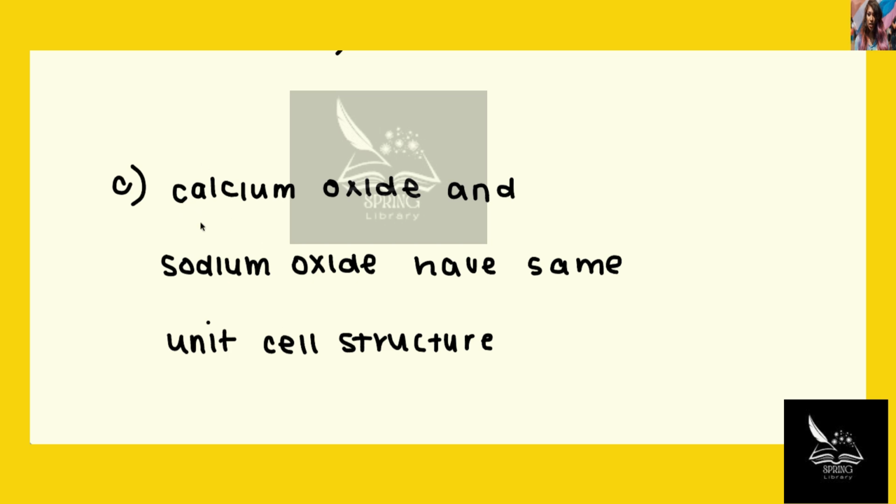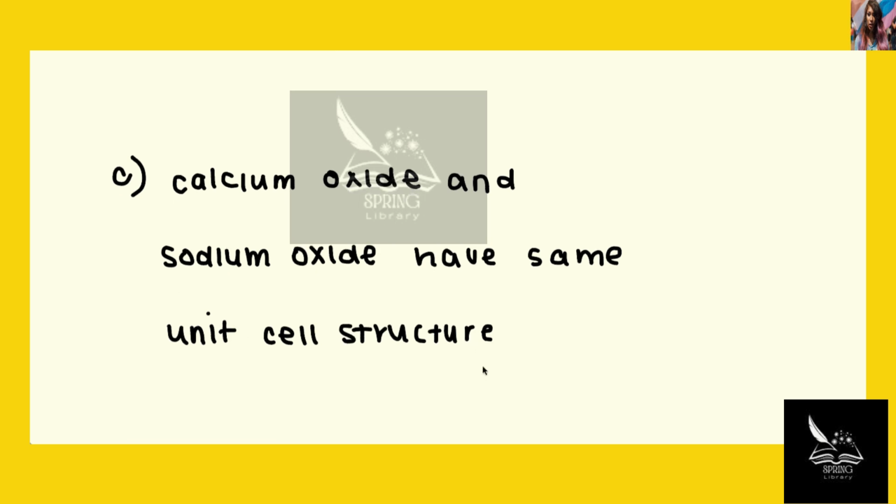So for example, in calcium oxide, we have the same number of calcium to oxygen, and for sodium oxide, we have the same number of oxygen to sodium. And we both see that they have face-centered cubic arrangements.